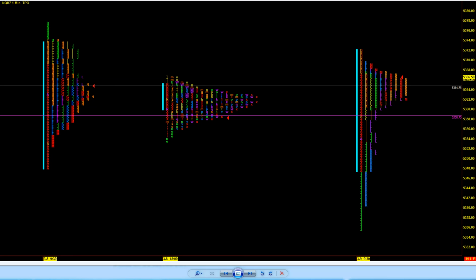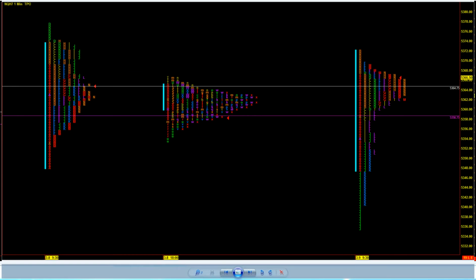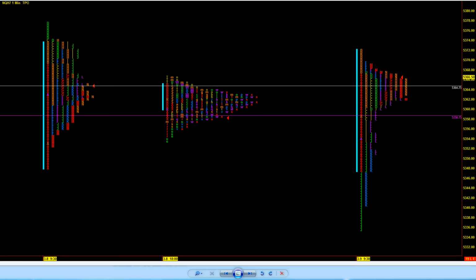Again, market profile, just an evaluation to see where value is, both on a VPOC, a volume profile, and time as well. Nice combo together. I'm sorry, I have these mislabeled. That was the ES. That was the NQ mislabeled here. All right, that's your NQ.